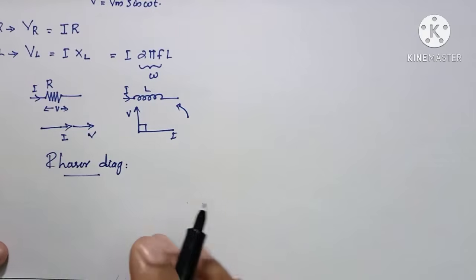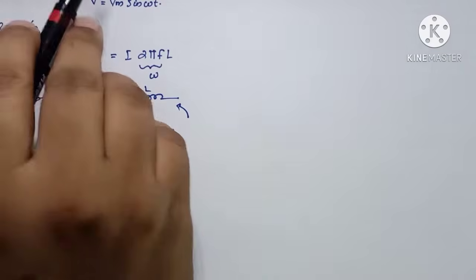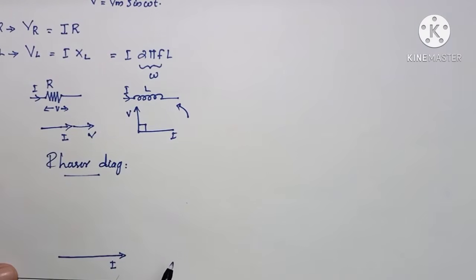For this phasor diagram, first, this can be the current which is flowing through this circuit, and this current is common for both resistor and inductor. First we can draw the phasor diagram for the resistor. If I is the current flowing through the circuit, then what will be the voltage? VR will be the voltage across the resistor.